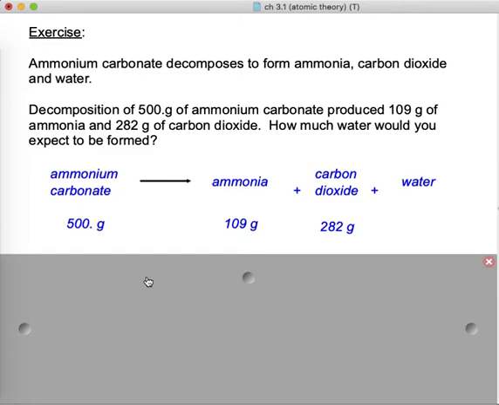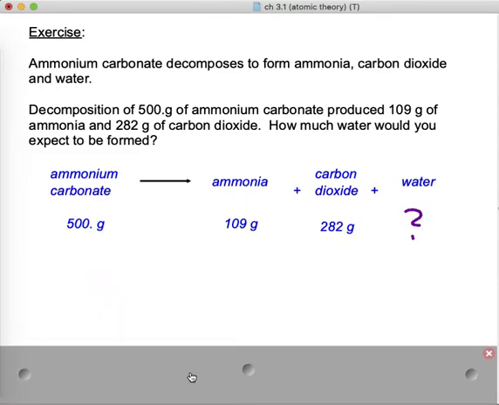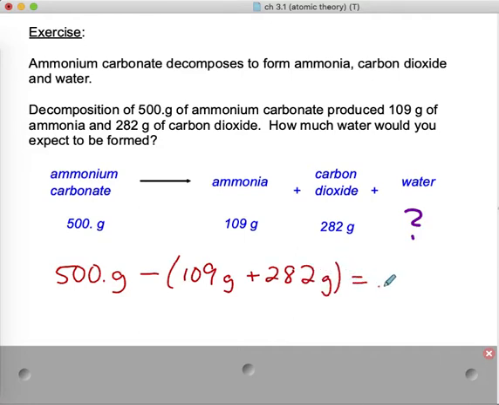If I have 500 grams of ammonium carbonate to start with, and I know the masses of ammonia and carbon dioxide, and I want to figure out how many grams of water, I will simply use the fact that I know that the total mass of the products must be equal to the total mass of reactants. So I can simply take my 500 grams of ammonium carbonate, subtract the sum of the masses of two of the three products, and that gives me the mass of the third product. I will get 109 grams of water. How do I know that? Because the law of conservation of mass is a natural law. It always happens.